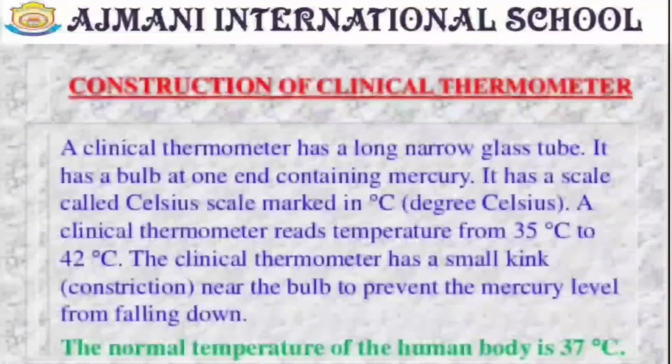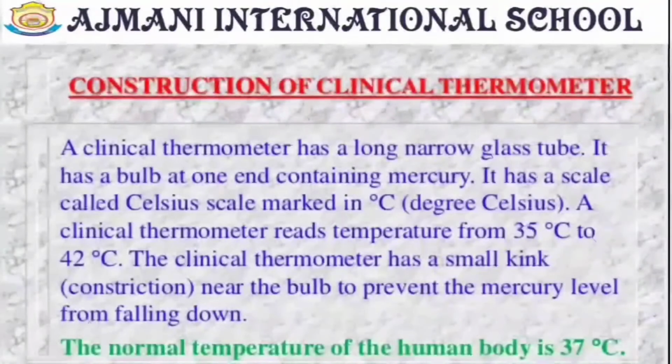For your information, the normal temperature of the human body is 98.6 degrees Fahrenheit, and in degrees Celsius it is 37 degrees Celsius.